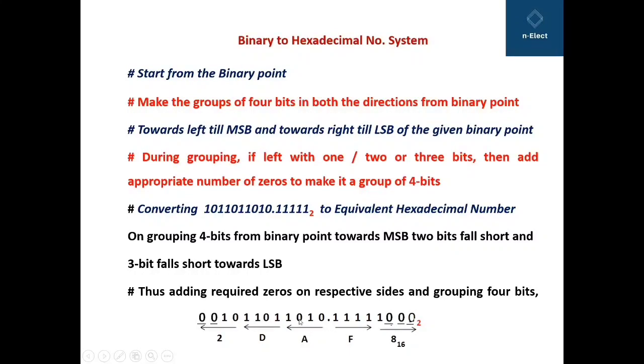Now we will write the equivalent hexadecimal digit for each group. So 1010 is called A, 1101 is D, 0010 is 2. Here on this side, 1111 is F, and 1000 is 8. So 2DA.F8 hexadecimal is the hexadecimal equivalent of the given binary number. This is how the conversion is to be done.